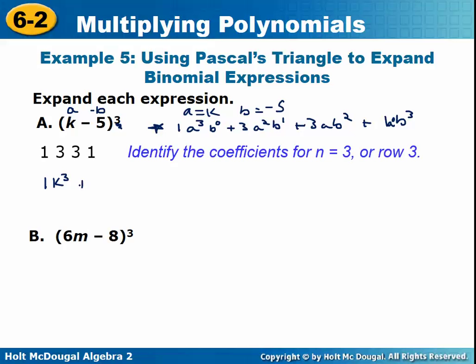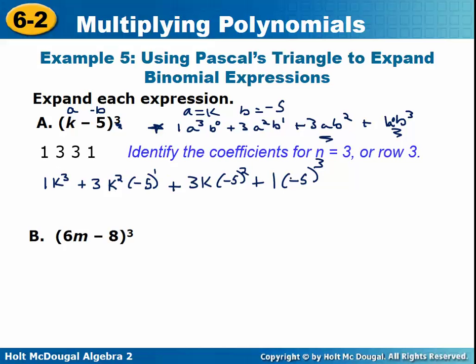Then we're going to write plus 3a squared. Well, a is k, so k squared. Now we need our b, which is negative 5, and it's to the 1 power, so you don't really have to write that. Okay, then I'm to this term, 3a, a is k, b squared, that's negative 5 squared. Okay, one more term. It says 1a to the 0. That's k to the 0, but that's just 1. So you don't have to write k to the 0. And then I need b cubed, which would be negative 5 cubed.